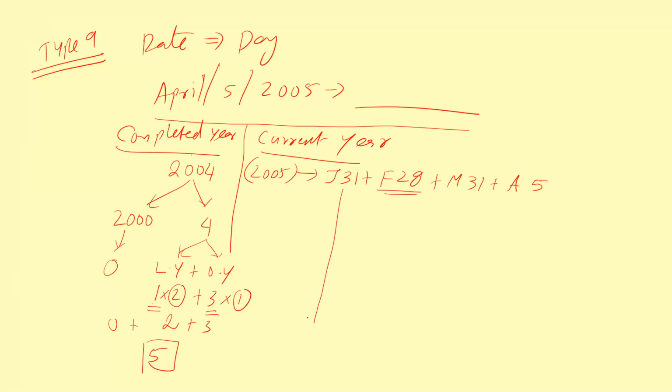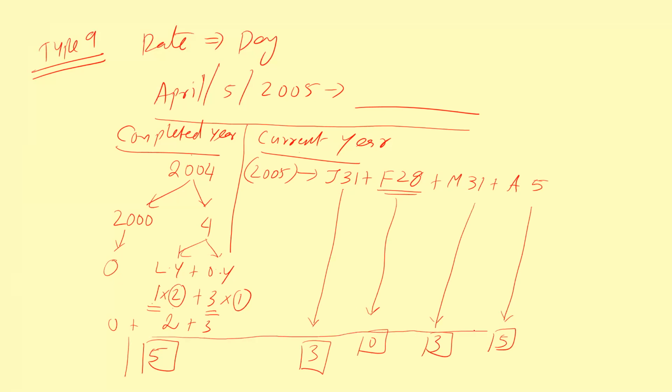Again, January 31 has 3 odd days. We know 28 is 4 weeks, so 4 weeks plus 0 odd days. March 31 has 3 odd days. And for April 5, there is no week, only 5 odd days. So add all the odd days.